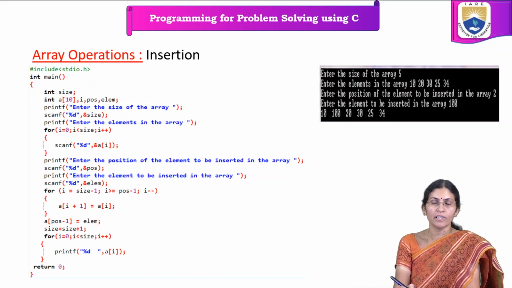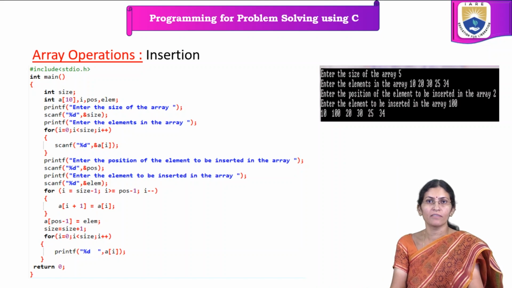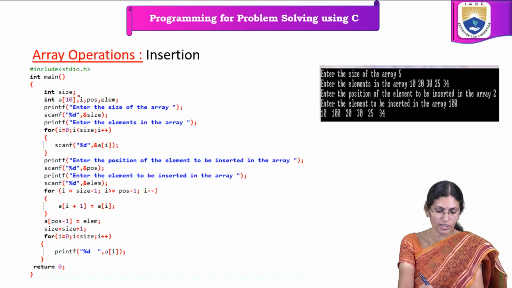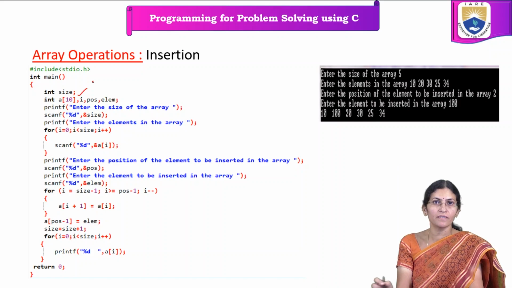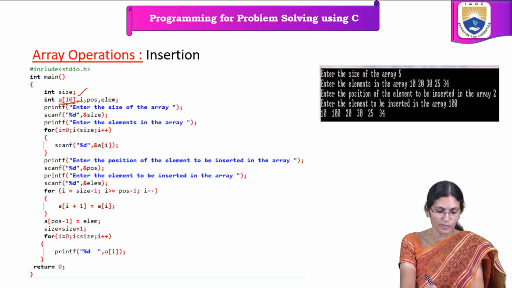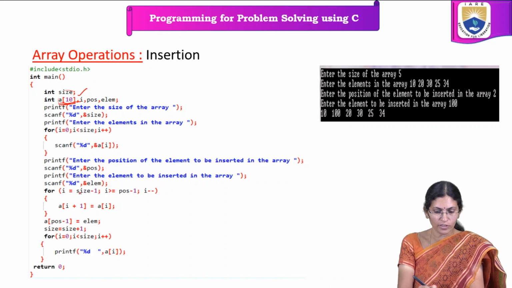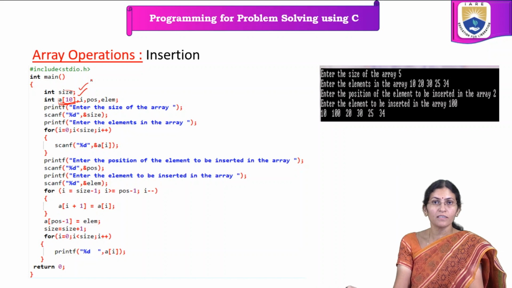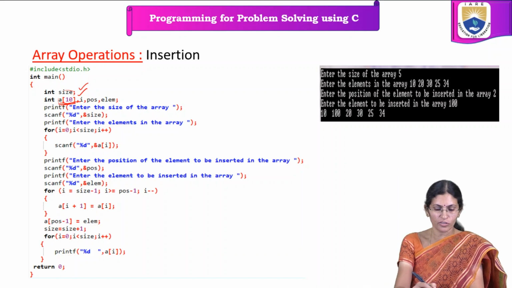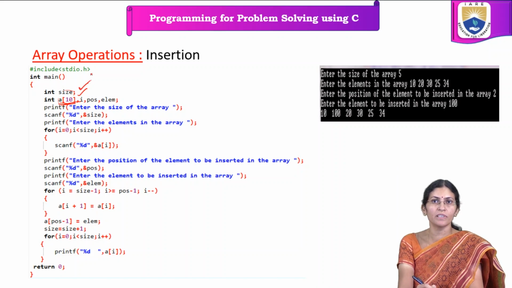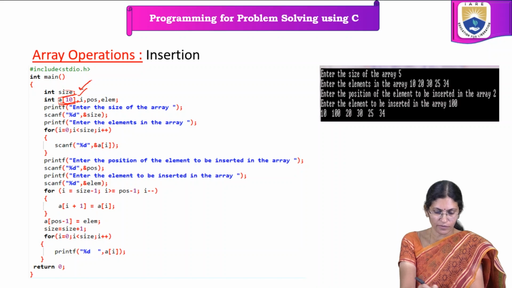One more thing, here in the C program we don't have bound checking. So whatever the size is declared here, the user has to ensure in the program that the array size should not be more than this. So for this insertion program, we have declared a variable size, which is used to take the size of the array.